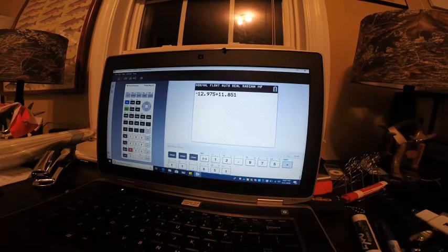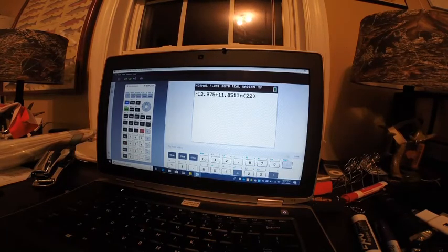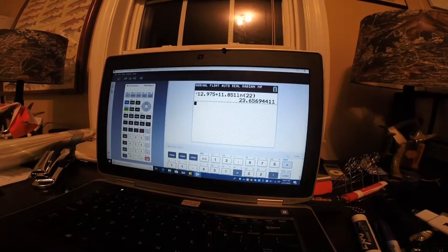The natural log button is right next to the 4 button. Just hit it one time and then type 22, close your parentheses, and your answer is going to be 23.66 if you're around the 2 decimal places.